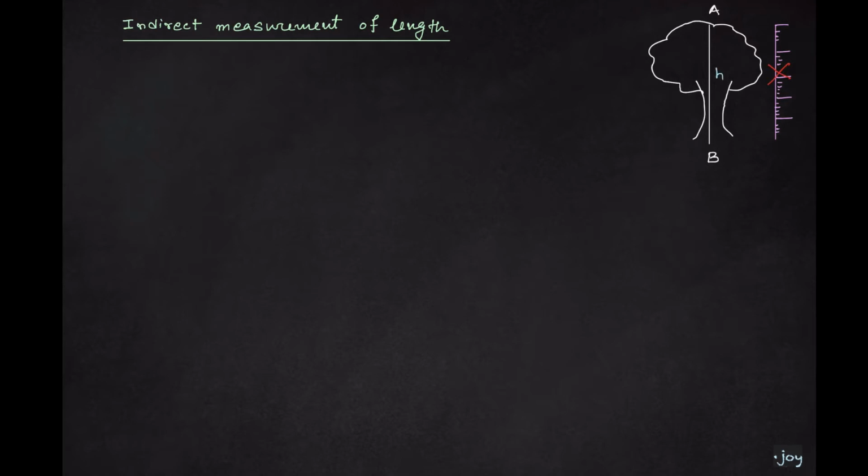So let us choose a point of observation C. From this point of observation, by using a sextant, we can measure the angle of elevation theta. So AB equals h, the height of the tree, CB is the base length which equals x, and angle ACB is the angle of elevation theta.